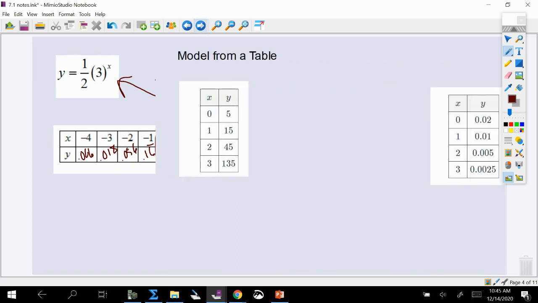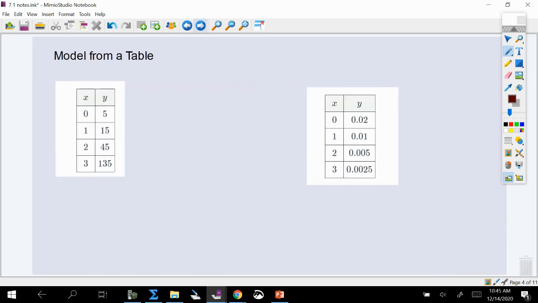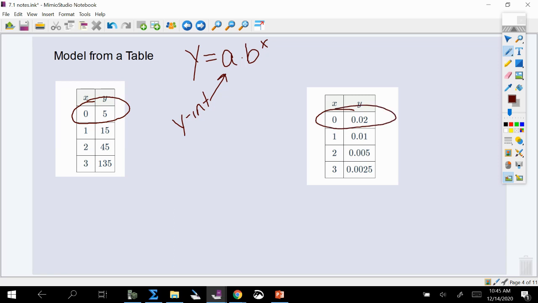So another thing you're going to be asked to do is the reverse. I give you a table, you tell me what the exponential model is. So again, our formula is going to be y equals a times b to the x power. Your a value is going to be your y-intercept. So when you look at your table, they have to give you that piece of information for your a value. So you're going to put a 5 for this first one in for a. For the second one, you're going to put a 0.02. Your b value is going to be found by figuring out, what did we multiply to get from here to here? What did we multiply to get from here to here? That's what your b value is.